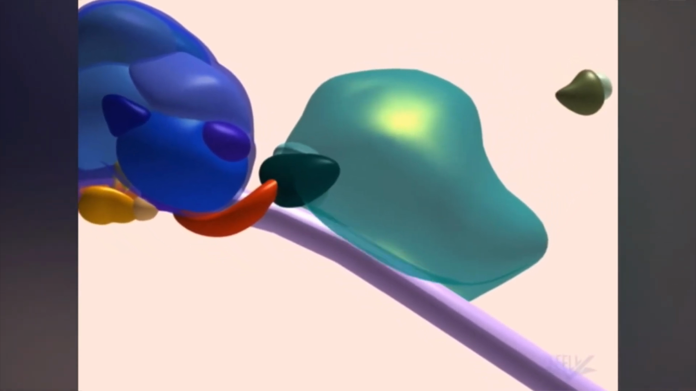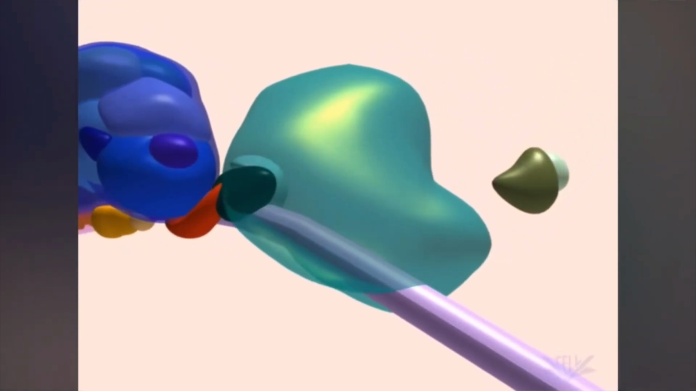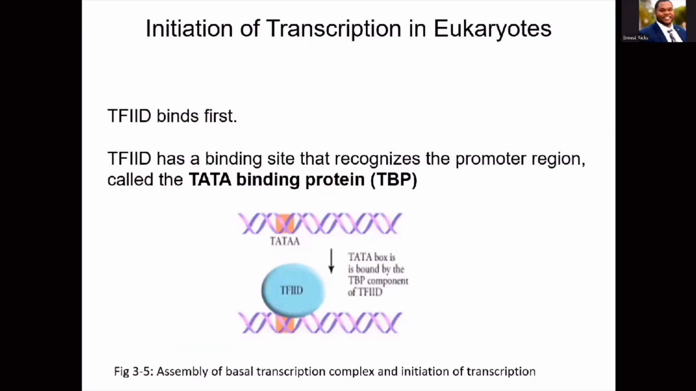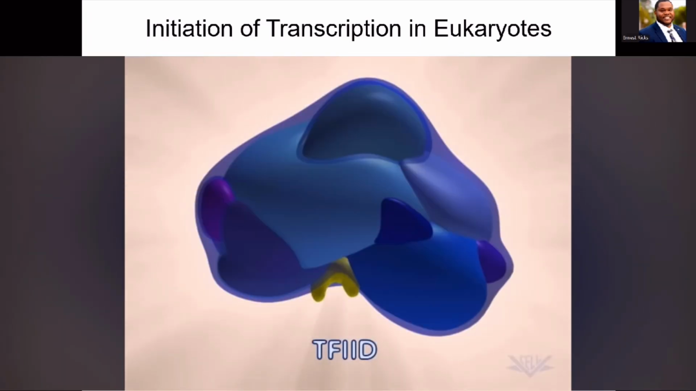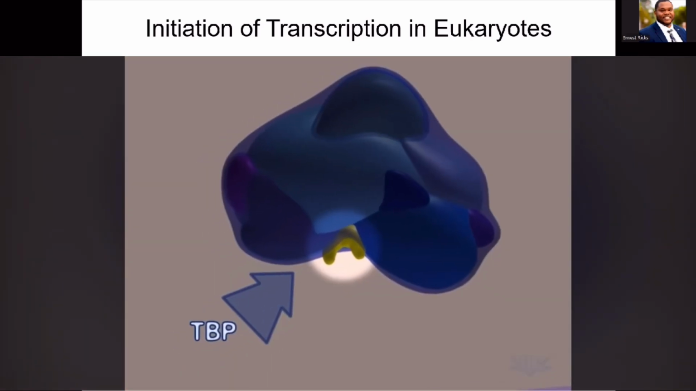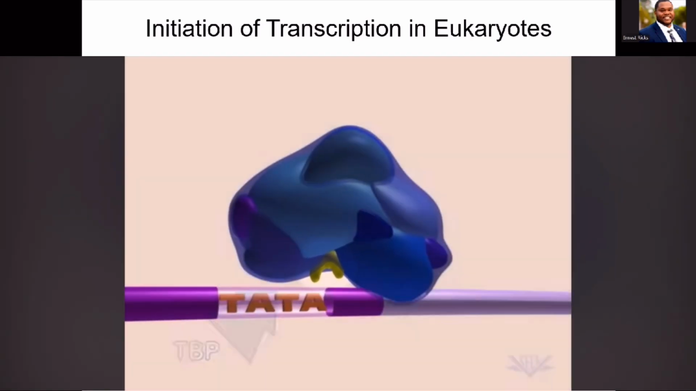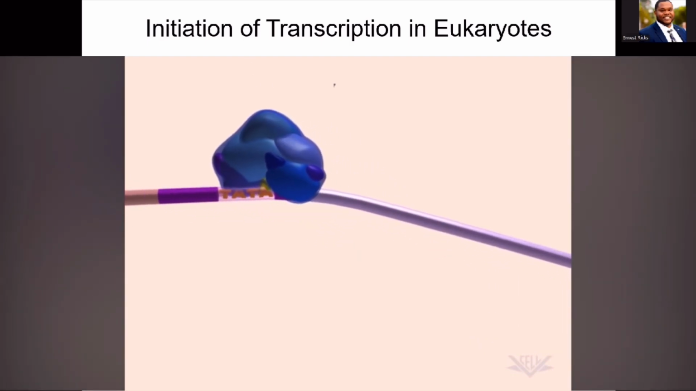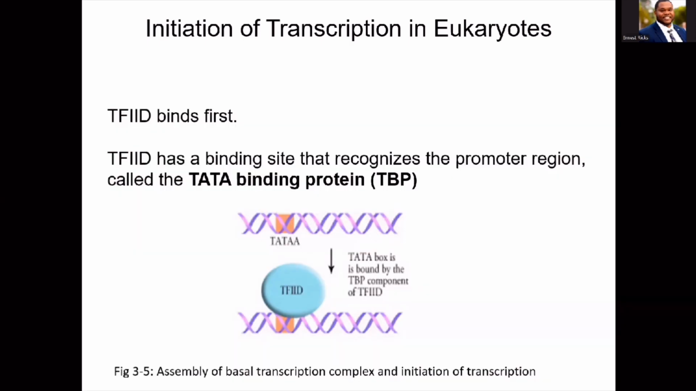This illustration shows how multiple transcription factors work together to form the pre-initiation complex. So in initiation, TF2D is the first transcription factor to bind. And the reason it binds first is because on the TF2D, you have a binding site that recognizes the promoter region. It's called the TATA binding protein, the TBP. The TBP is necessary in order for this whole complex to know where to start the process.